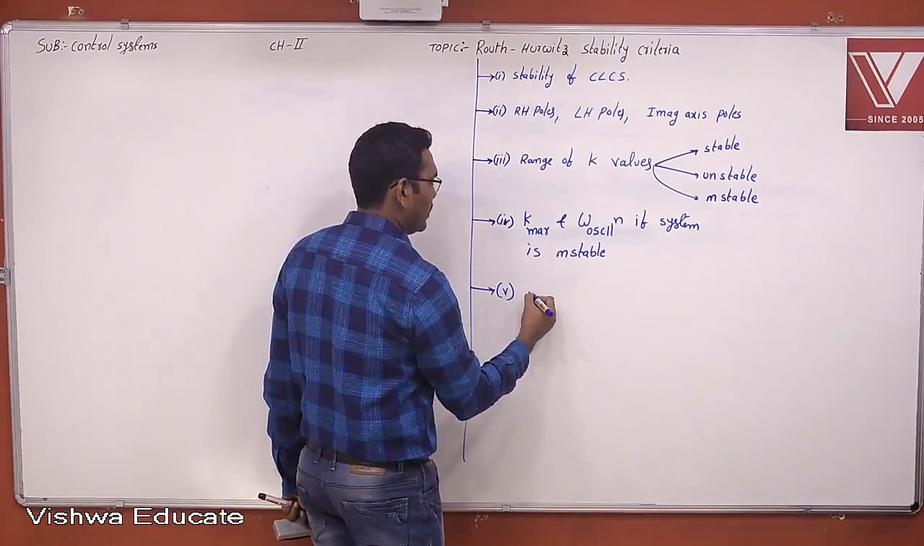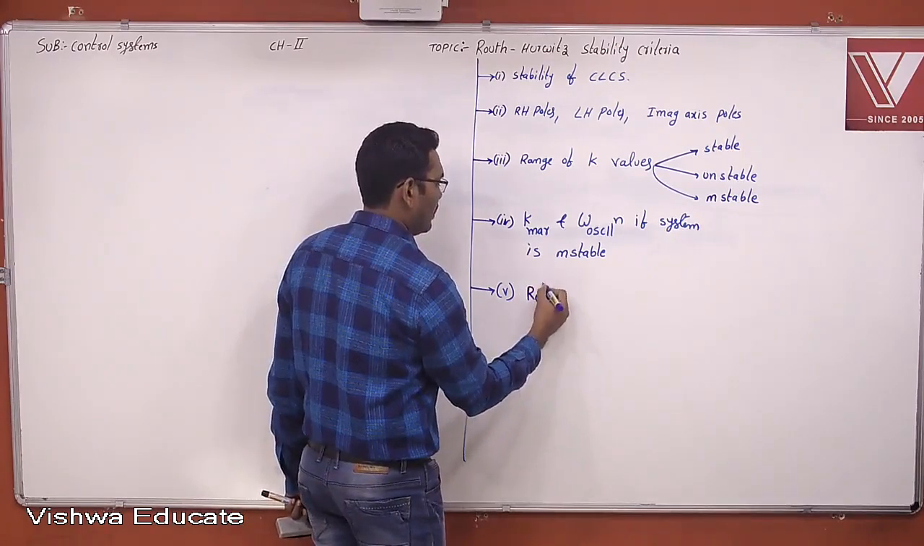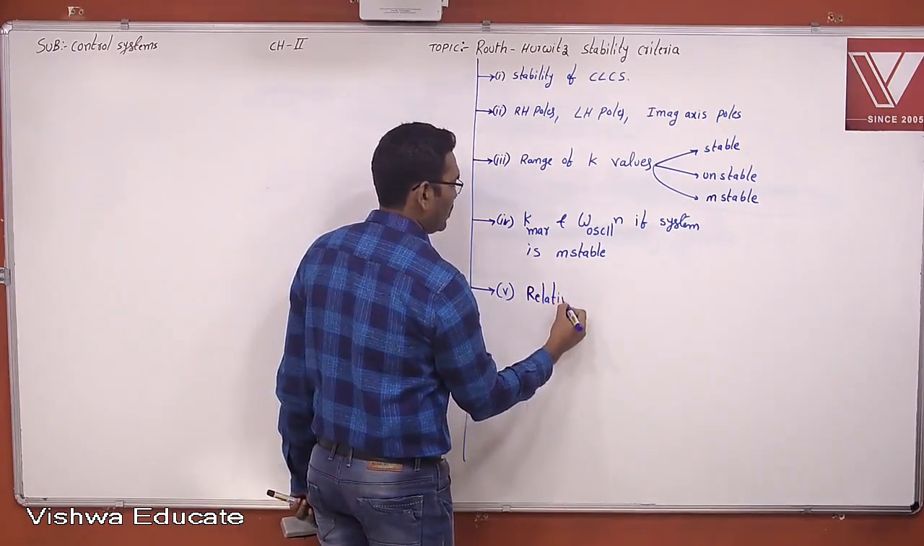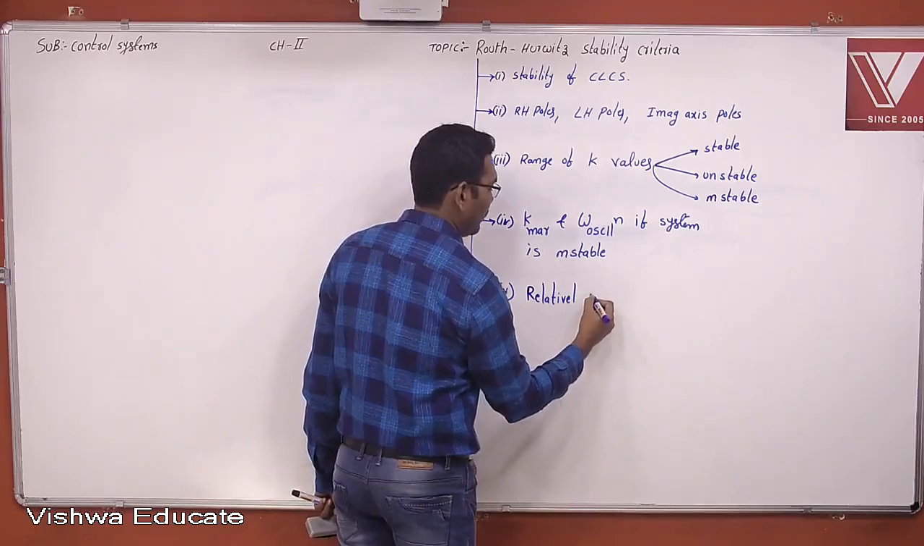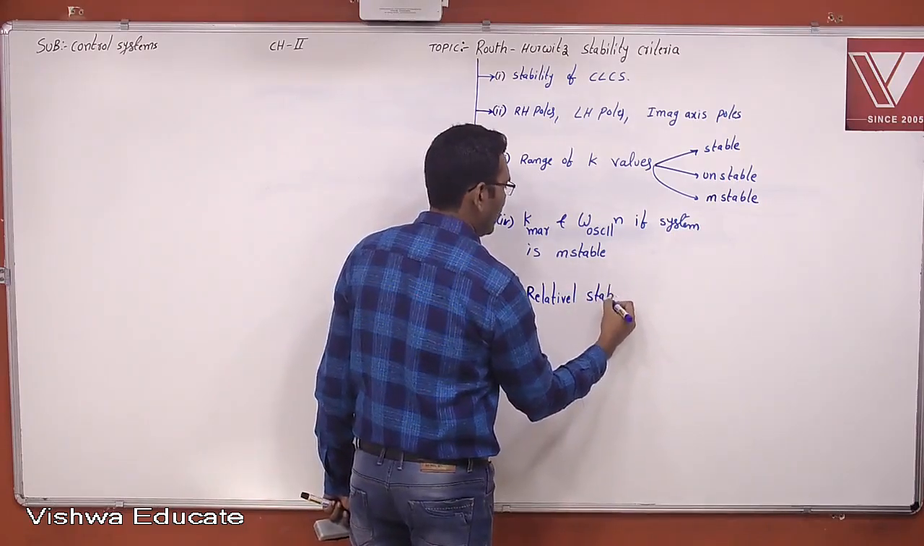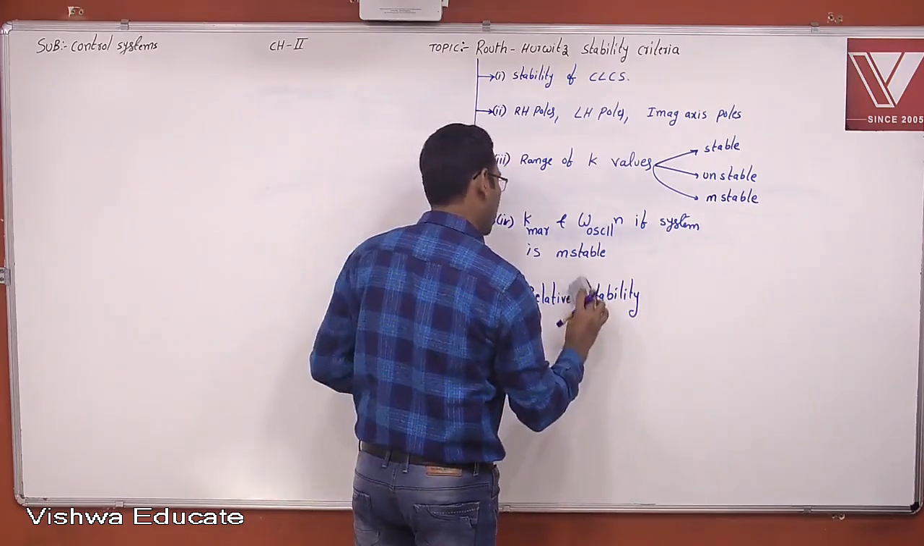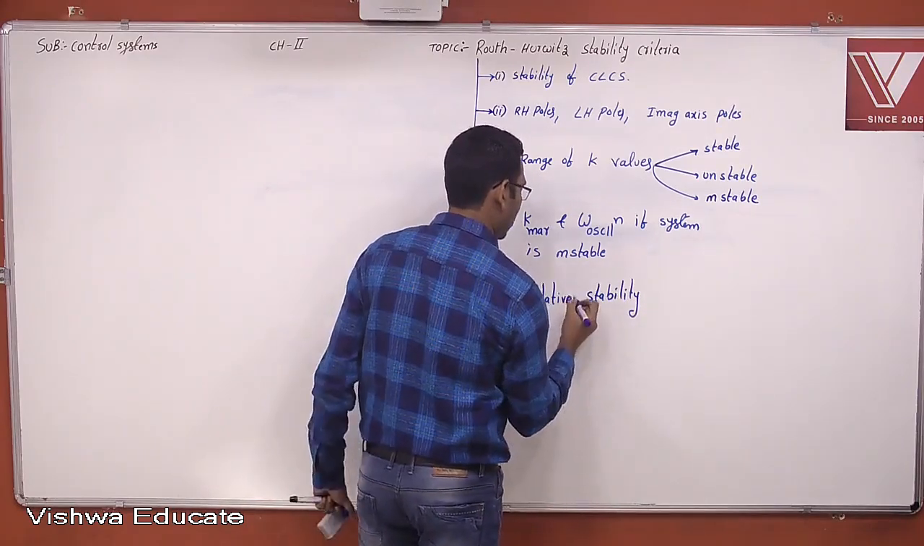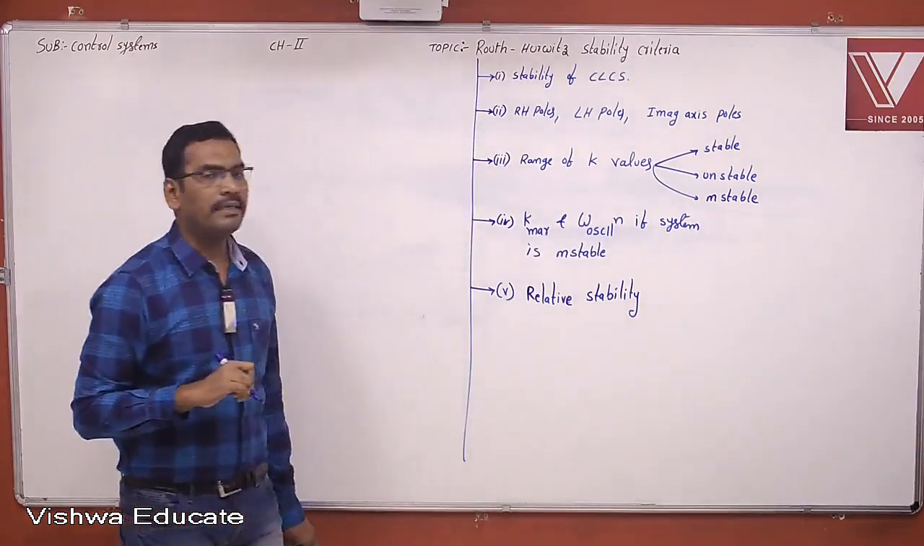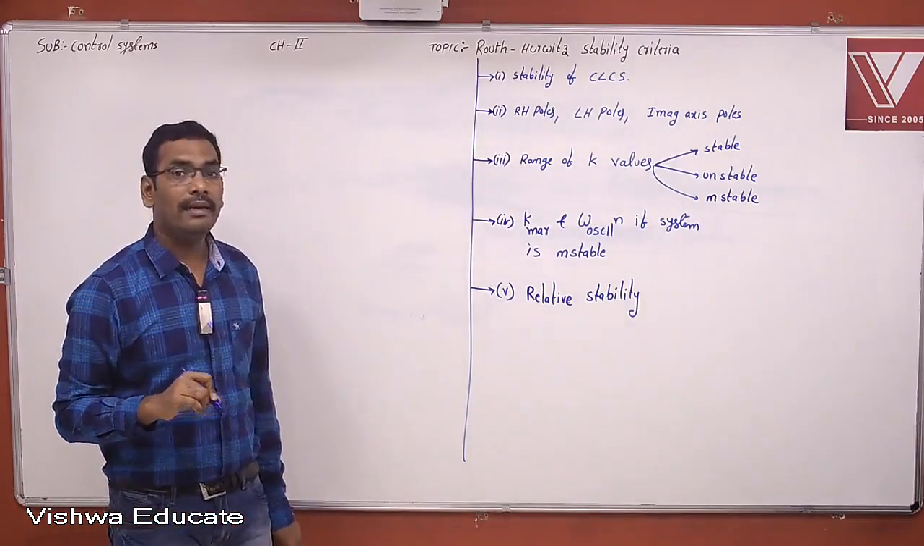And the RH criteria is used to find another topic, which is relative stability. The RH criteria is used to find the relative stability of the system. What relative stability is, we'll also see.